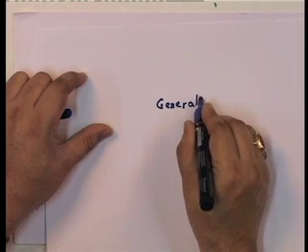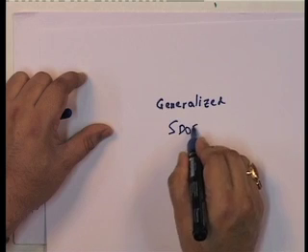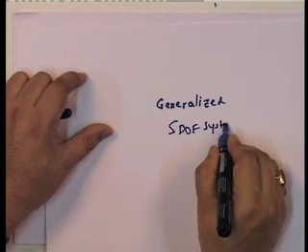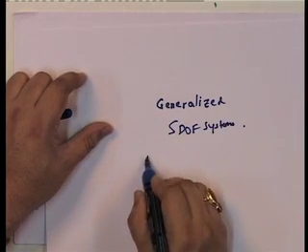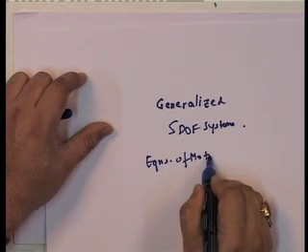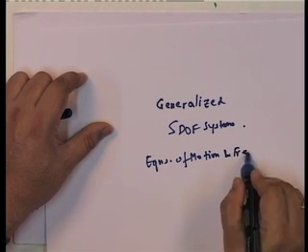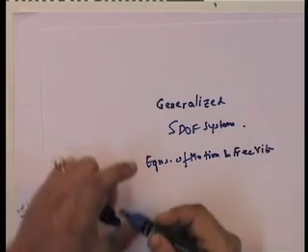Hello again. We are continuing to look at generalized single degree of freedom systems. Now we are looking at equations of motion and free vibration. Okay? And let us just look back at the problem that we were doing in the last lecture.